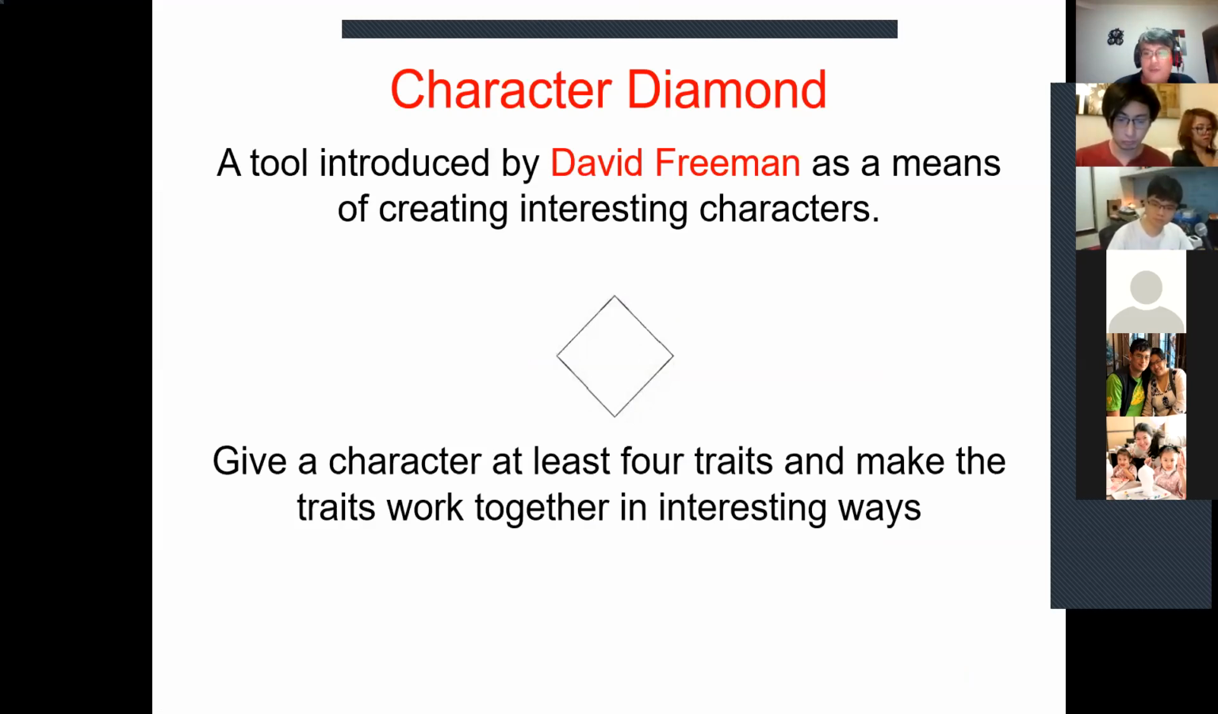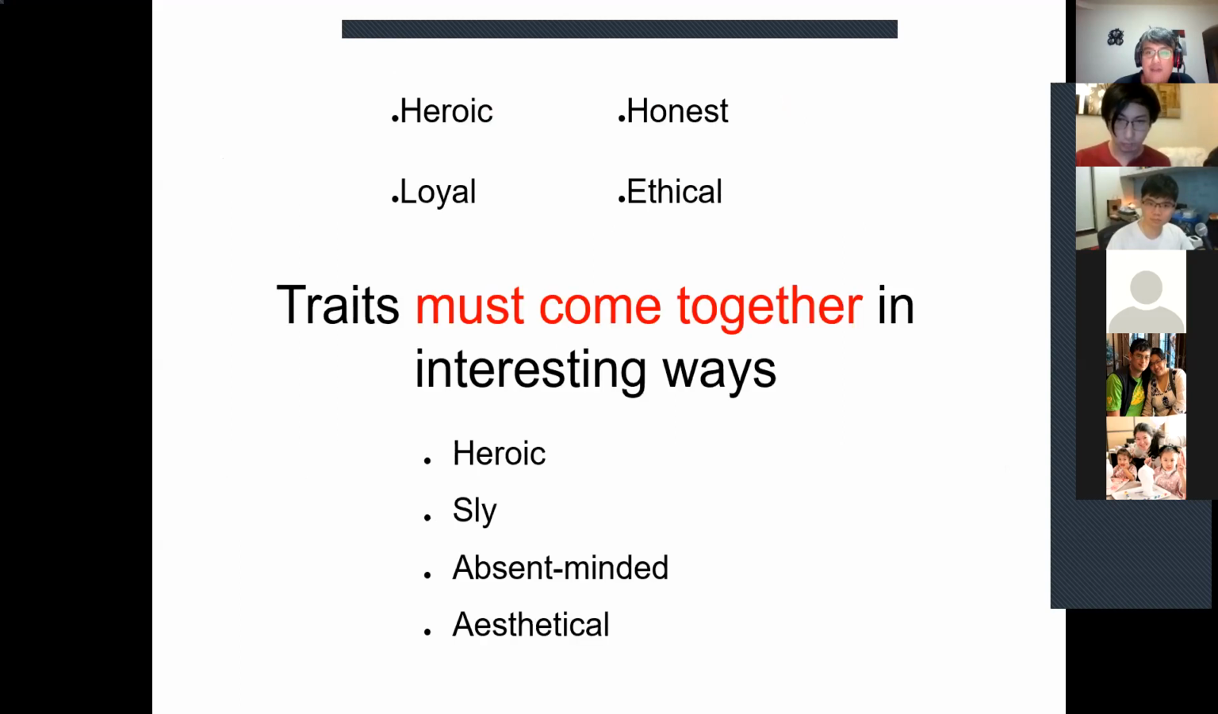Now, full disclosure, this is not the only way to design a character, but in my own experience, it's one of the most effective ways to do it. Because if you have four traits that can work together in interesting ways, or four traits that are almost counterintuitive, that don't quite mesh perfectly together, you're creating something interesting by giving your character that bit of internal conflict. So the traits must come together in some sort of interesting way.